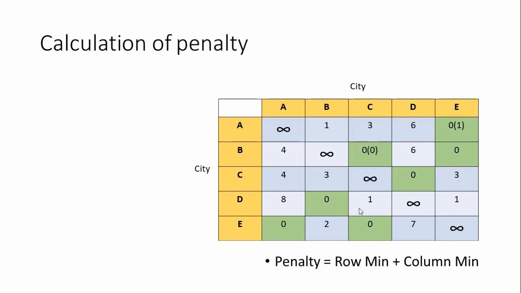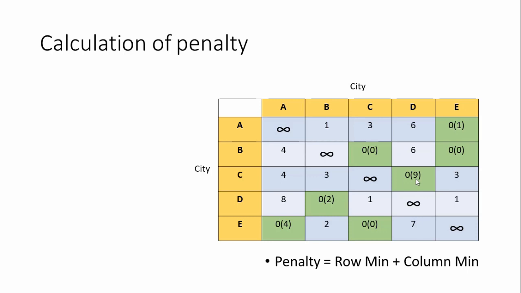For the second row 0, we get the penalty as 0, and for B to E, we got penalty as 0. Similarly, for C to D, the penalty is 9, which is nothing but the 6, that is the column minimum, plus the row minimum 3. 6 plus 3 is equal to 9. In the same way, we calculate the penalties for all the zeros. Once we calculate the penalties, we select the highest penalty and assign that particular city to the concerned city.